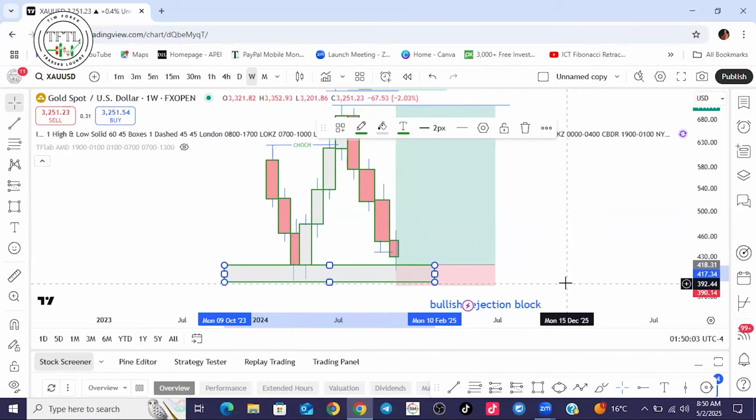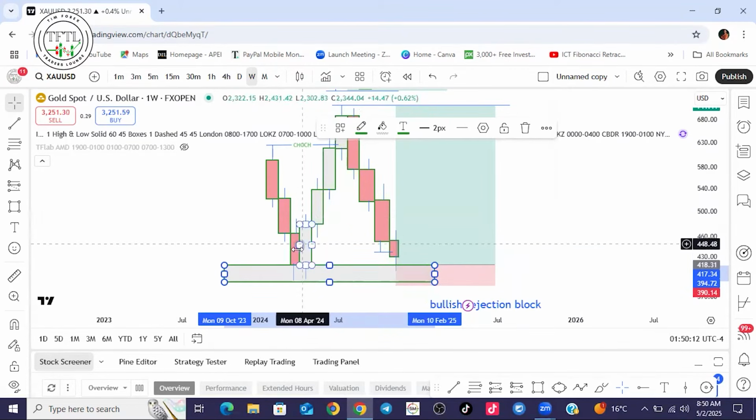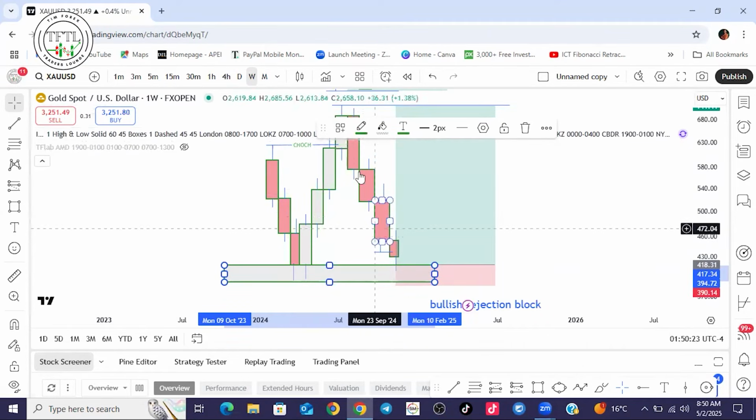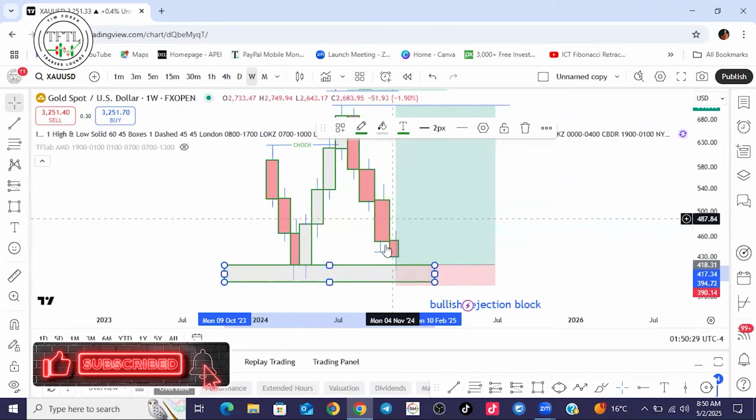Okay. So some of the key characteristics of these rejection blocks: they are formed after a strong move in the opposing direction. So you can see this is a strong move, right? This is a strong move in the opposing direction. So the market was in a downtrend. Then we have a strong move in the opposing direction, which is an uptrend. Then the price comes back to this level. And therefore, we want to see the price reject or start pushing up from that particular level.